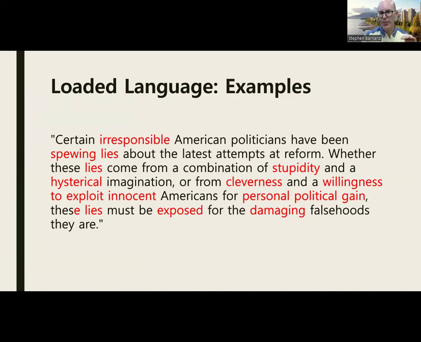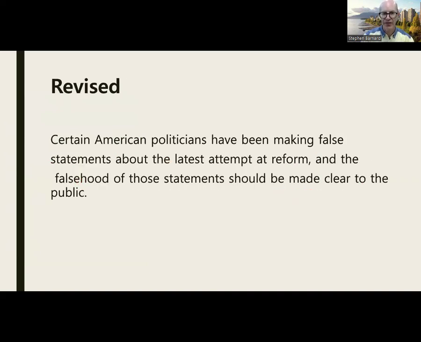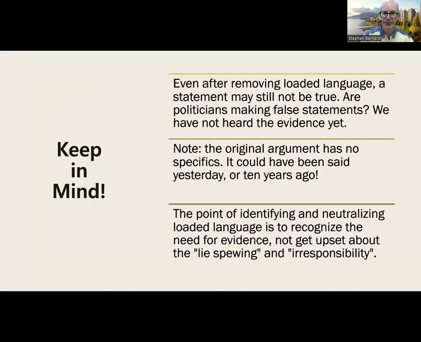These two statements, the first one here and the revised version, even after you take out the loaded language, that doesn't necessarily mean that it's true. It just means that you removed the loaded language. Removing loaded language does not necessarily turn a false statement into an accurate statement. Even after removing the loaded language, the statement might still not be true.